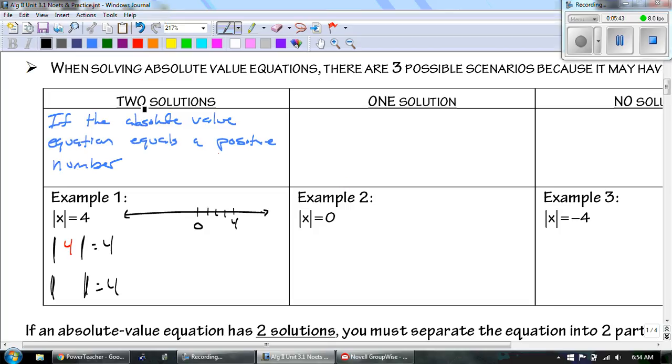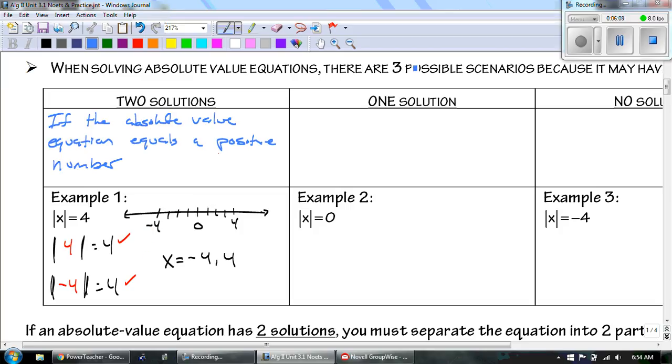That is correct. But guess what? What about negative 4? Is negative 4 4 spots from 0 as well? Yeah. So x actually equals two things. x equals negative 4 and positive 4. Okay, so that is two solutions.